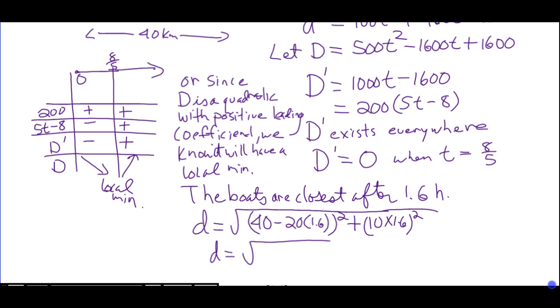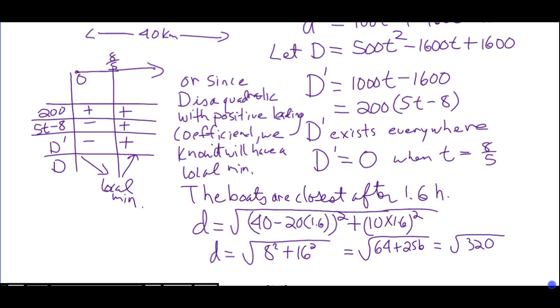20 times 1.6 is 32, okay, so we get 8 squared. And 10 times 1.6 is 16, gives us 16 squared, which is 64 plus 256, which is the square root of 320. And I don't know what the square root of 320 is, but it's less than 6. Well, wait, what's 32?